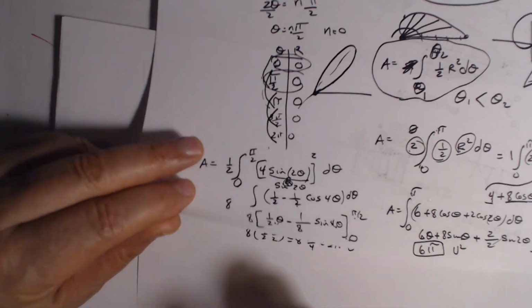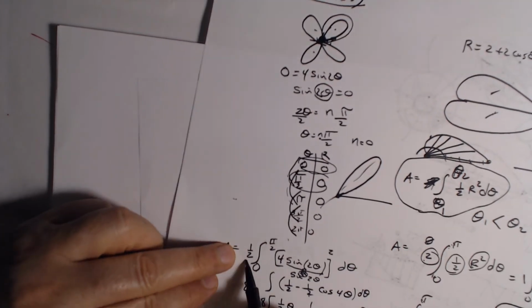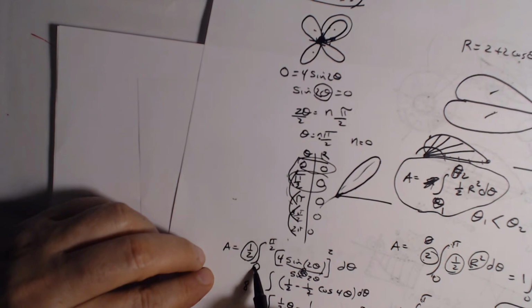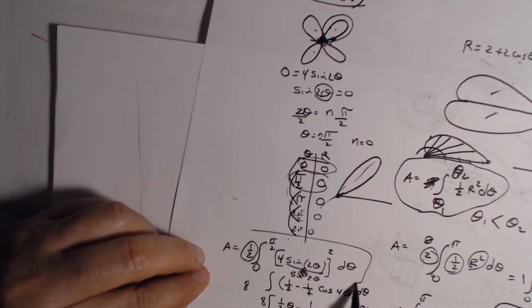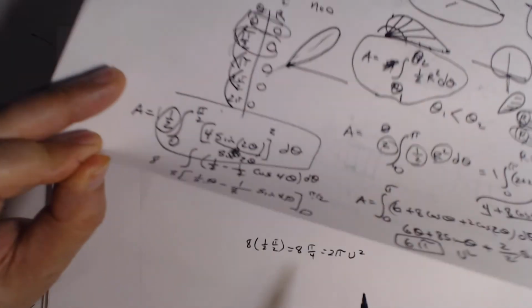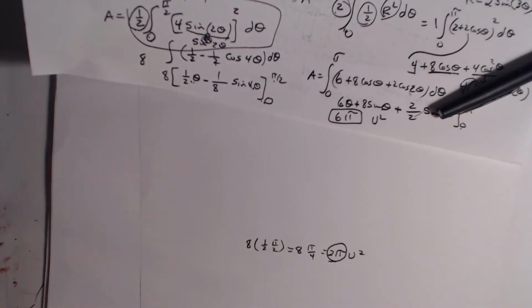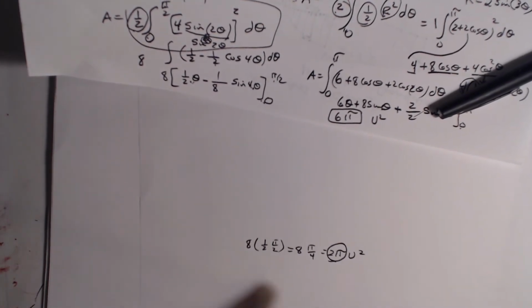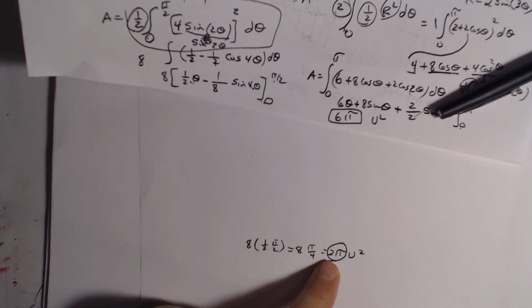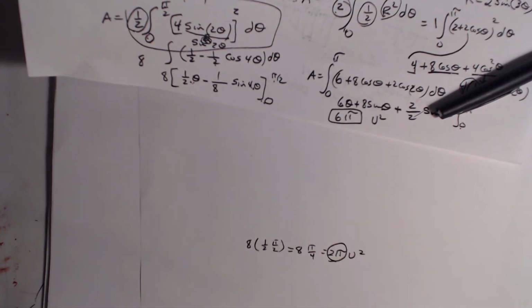But please remember, I put 1/2 from 0 to pi over 2. That's the area of 1 rose petal. If they ask you to give all of it, multiply by 4, 8 pi. If they said 3 of it, multiply by 3. And if they said 1 of it, it's 2 pi.